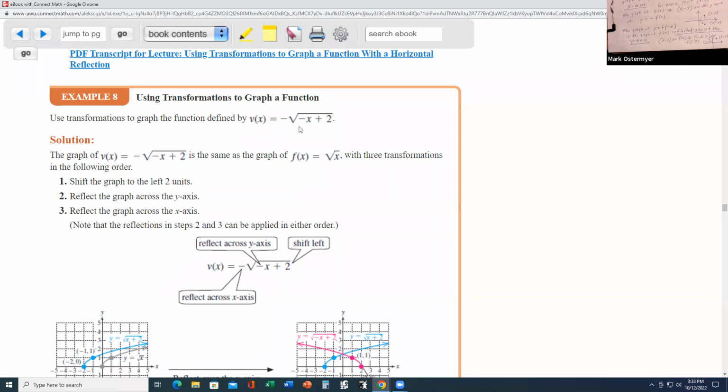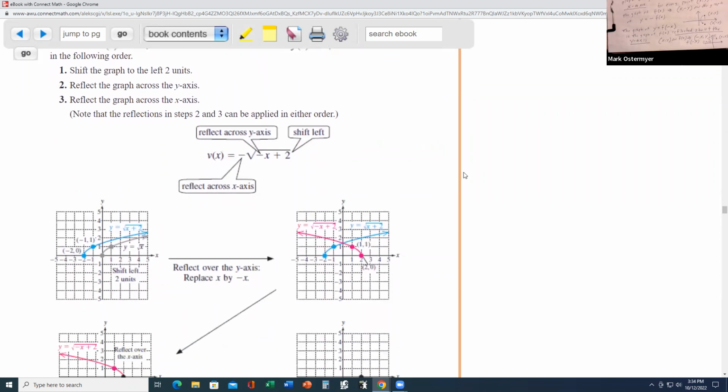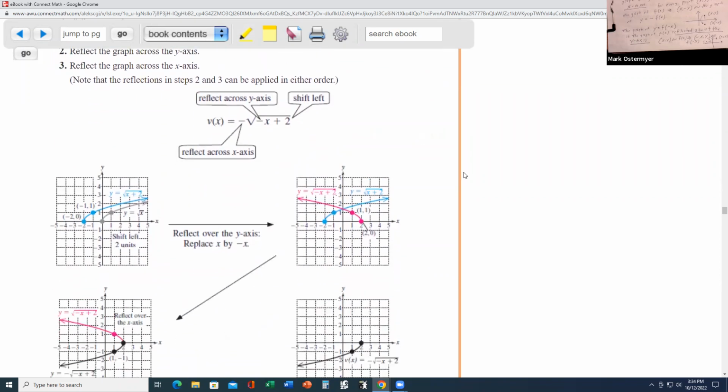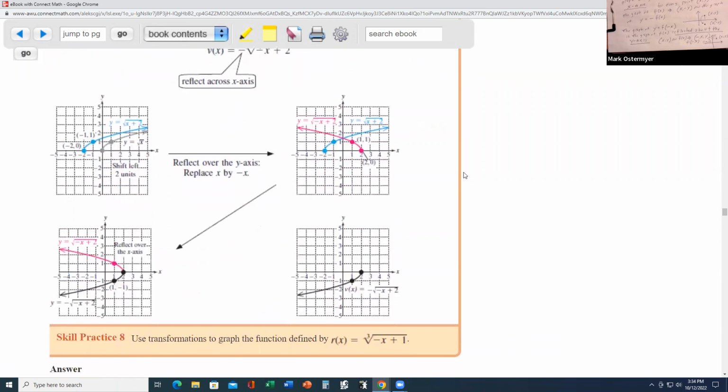But were there any reflections? Yes, there were. Notice the argument x is multiplied by a -1, which means the graph of f of x has been reflected about the y-axis. Furthermore, the basic function f of x's graph was multiplied by -1. That means the graph of f of x is also reflected about the x-axis. And there you go. Those are all the transformations. So let's take them in order and try to graph this new function called v of x.